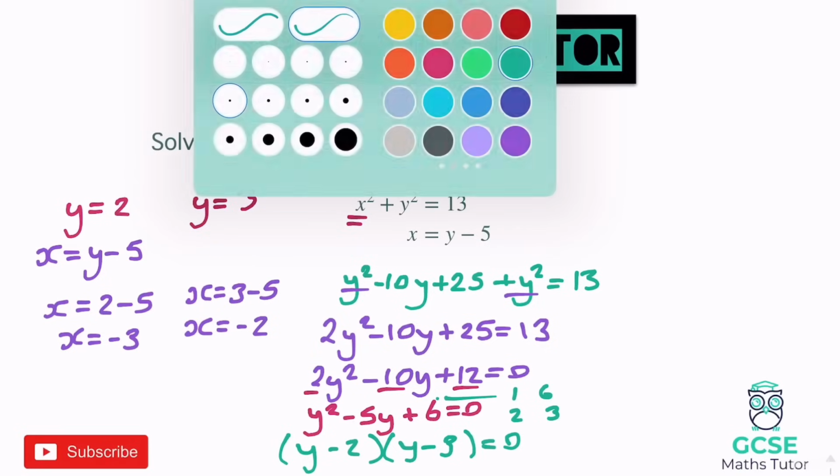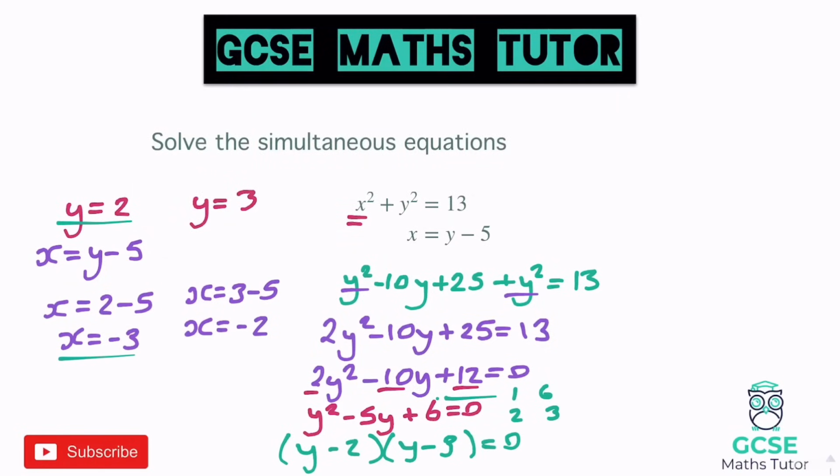Right, so we've got our solutions there. So we've got y equals 2 and x equals negative 3, and the other one we've got y equals 3 and x equals negative 2. Obviously thinking about how you could write those as coordinates, so the coordinate for this one on the left here would be minus 3, 2, and the coordinate for this one on the right would be minus 2, 3. And there we go, there's our solutions for this simultaneous equation.